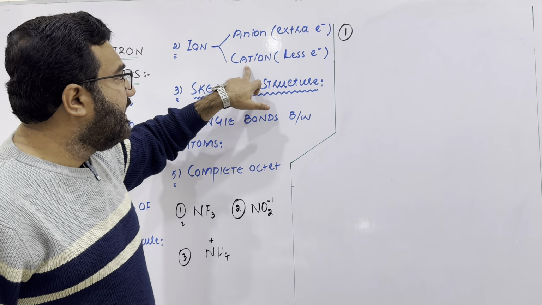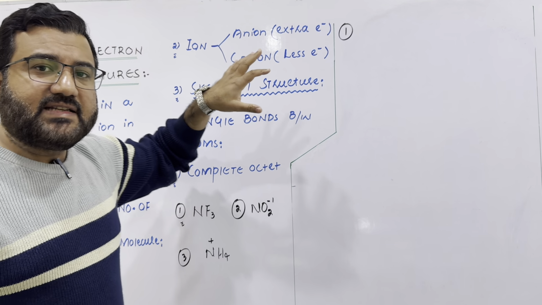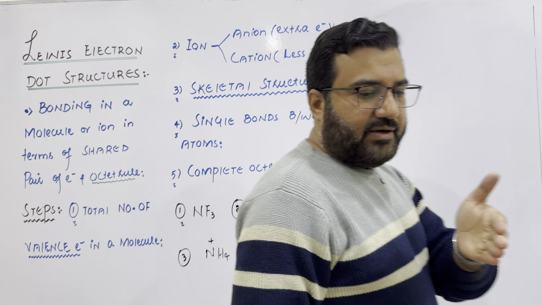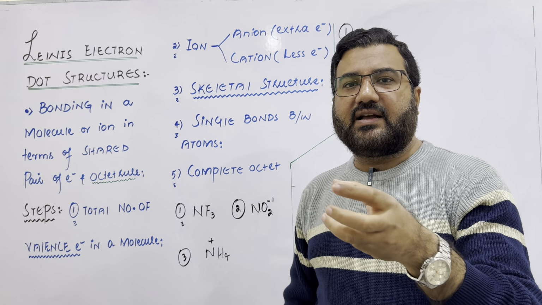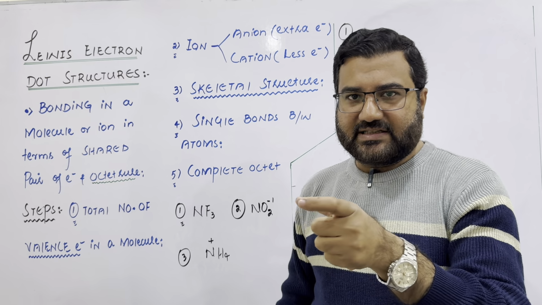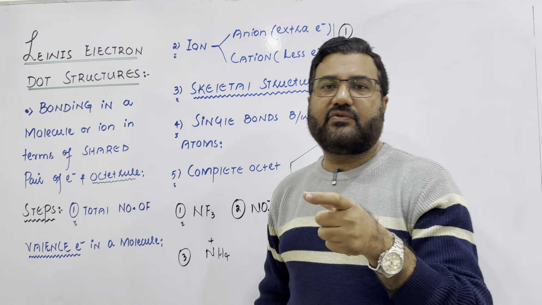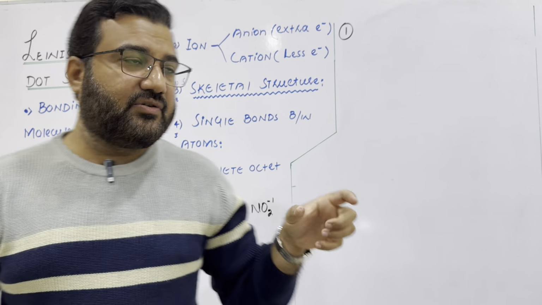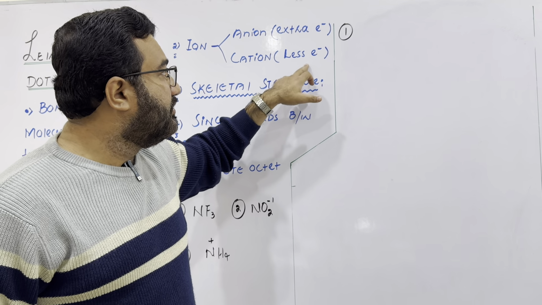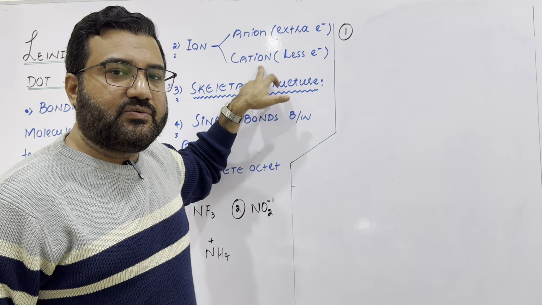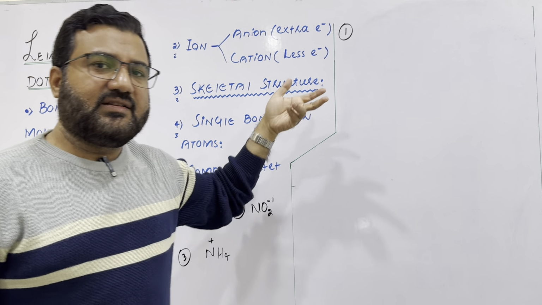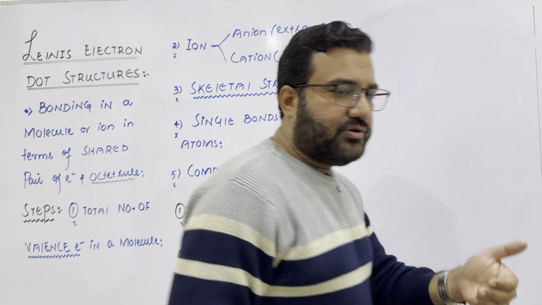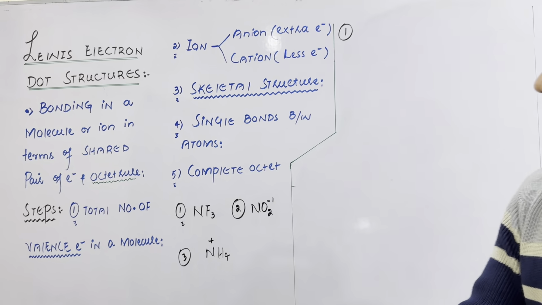In case of a cation, if a cation has +1 charge, then it means it is 1 electron deficient. So after calculating the number of valence electrons, you will subtract 1 electron from that total to show the deficiency of 1 electron. If the cation has charge +2, then 2 electrons will be subtracted. If it has charge +3, then 3 electrons will be subtracted to show the deficiency of electrons.